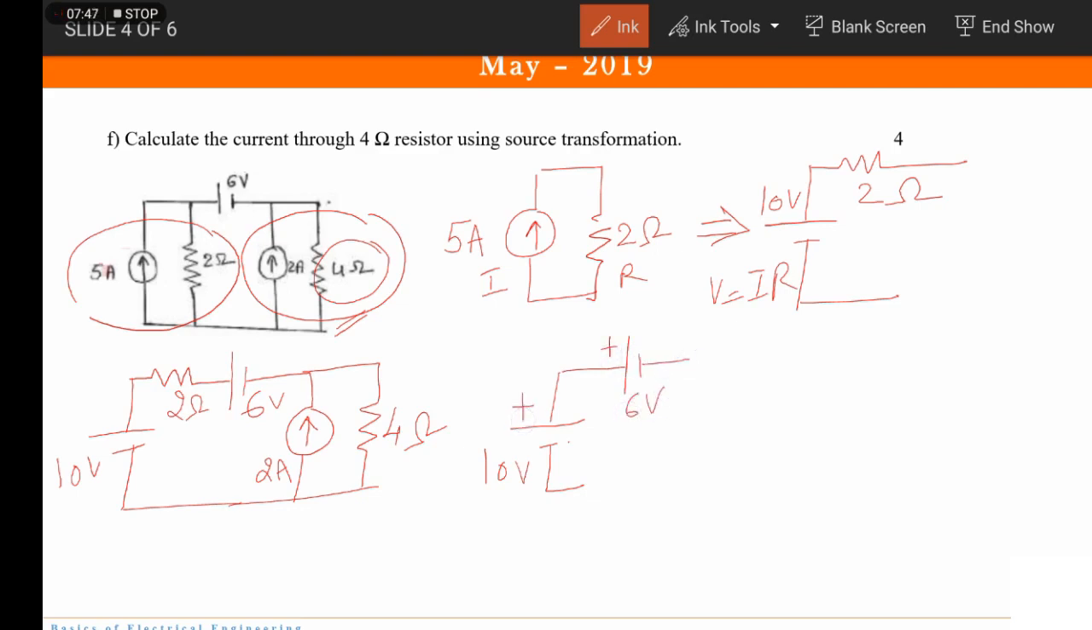So see, similar polarities have been connected here. I have already told you that whenever similar polarities are connected, I'm talking about the voltage source, fine, the effective voltage will be the difference of these two. And whenever dissimilar polarities are connected together, then we are supposed to add them. Now since here positive and positive terminals are connected, the effective voltage by these two voltage sources will be 10 minus 6, which makes it 4 volts. Understood? Okay.